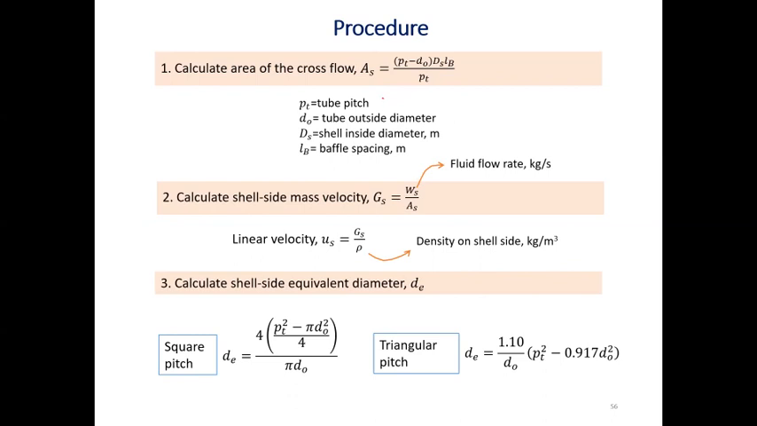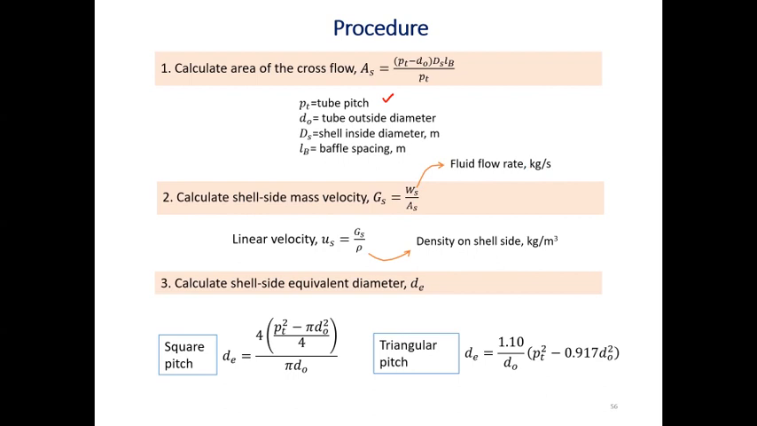So you require the tube pitch, the tube outside diameter, shell inside diameter, and baffle spacing. Use all the information from the general consideration that I explained previously. And then after that, we will proceed to the calculated shell side mass velocity. WS is the fluid flow rate that you can obtain from the balance. We have performed the balance initially, right?